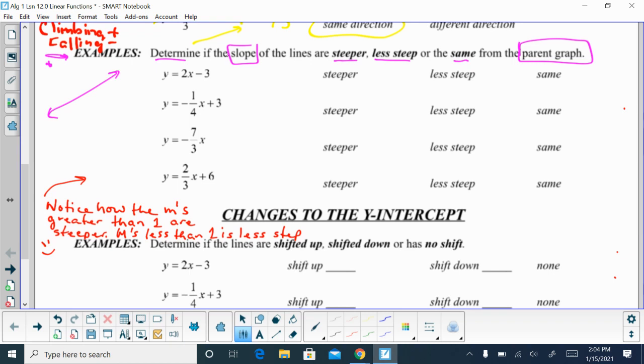Alrighty, working on parent functions, linear parent functions. We are going to determine if the slope of the lines are steeper, less steep, or the same when compared to the parent function. So I have these four functions, these linear equations to graph. I'm going to compare them to my parent function, y equals x.